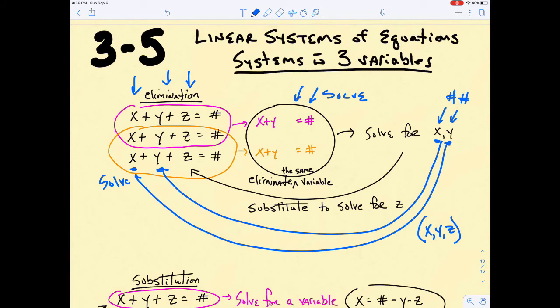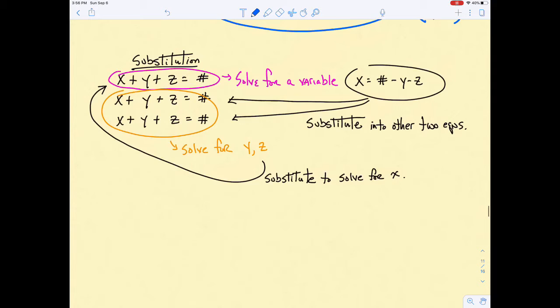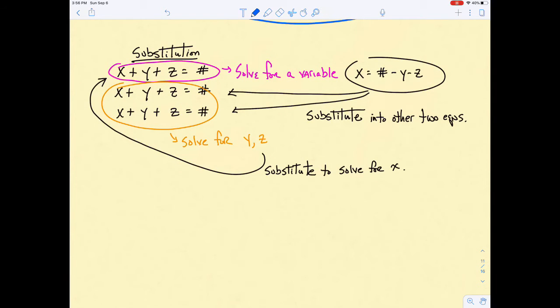Ordered triple, I guess. Substitution, same general concept. Once again, we're not going to go through the exact example because they're all so different, but I still have my three rows, or my 3 equations, and I have my 4 columns, X, Y, Z, and my constant. So same concept. I'm going to go ahead and choose one of the equations. It doesn't matter which one. For the purposes of this video, I decided to pretend it was the first one.